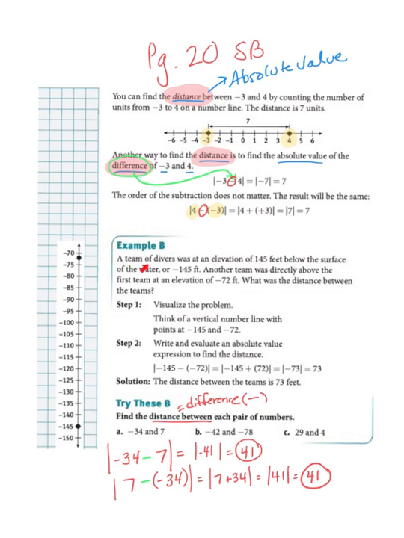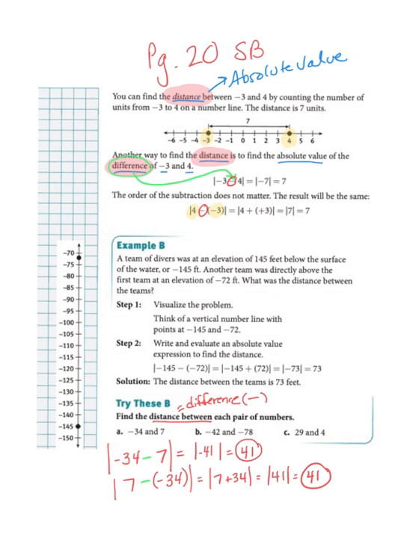So under example B, this is where you'll be given a situation and you need to use the information to create what we just practiced, the absolute value expression. So we've got a team of divers. They were at an elevation of 145 feet below the surface of the water, which can be represented by an integer of negative 145. Another team was directly above them at an elevation of negative 72 feet. So what was the distance between the teams?